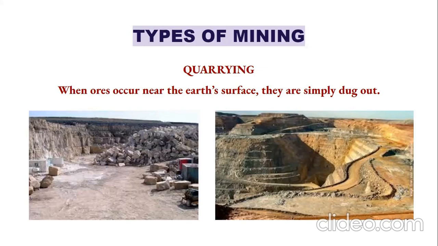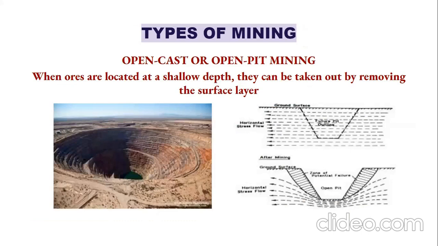So the process of taking out ores buried under Earth's surface is called mining. Now, the method used for mining depends upon the depth at which the minerals occur. The first is quarrying. When ores occur near Earth's surface, they are simply dug out. So you all can see in this picture that they have cleared the layers of Earth's surface, and they have dug out and cleared the portion of Earth's surface, the different layers, and then they are taking out those minerals.